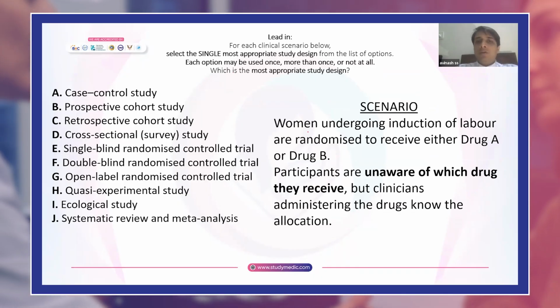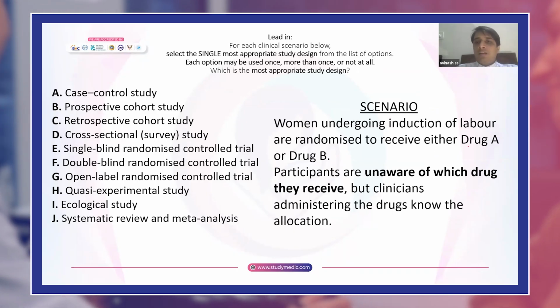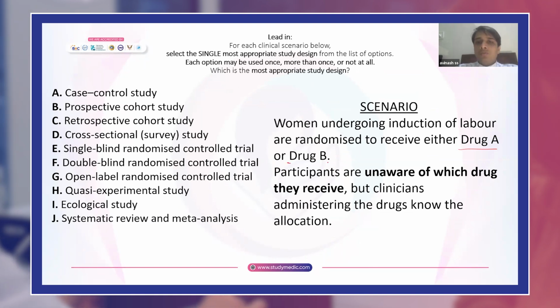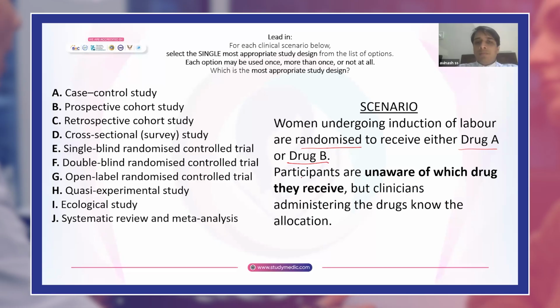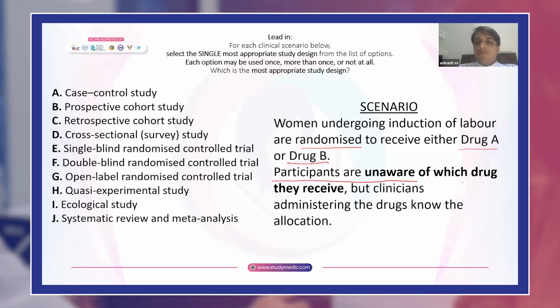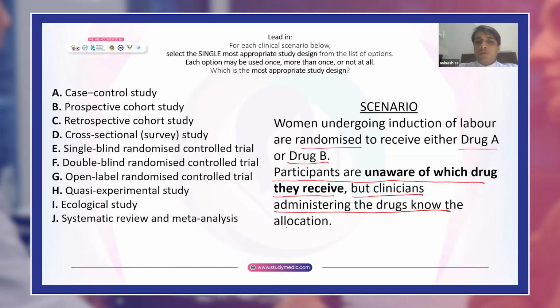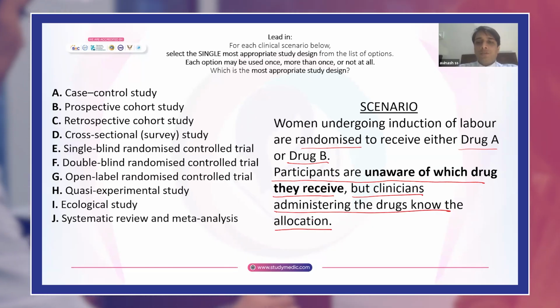Now, this is the scenario. Women undergoing induction of labor are randomized to receive either drug A or drug B. So there are two groups which are randomized, and patients are recruited. The patients are unaware of which drug they receive, but the clinicians administering the drugs know which drug they are giving. So what type of study is it? It's case control.